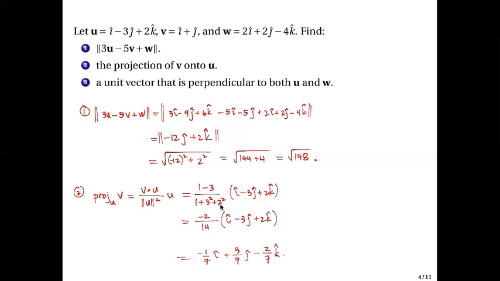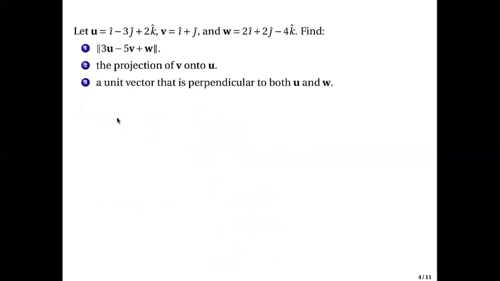And then for number 3, we want to find a unit vector that is perpendicular to both u and w. So we can just get the cross product of u and w, and that will be perpendicular to both u and w. So we just need the cross product u cross w.